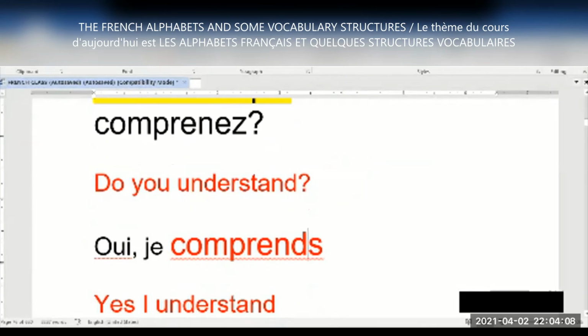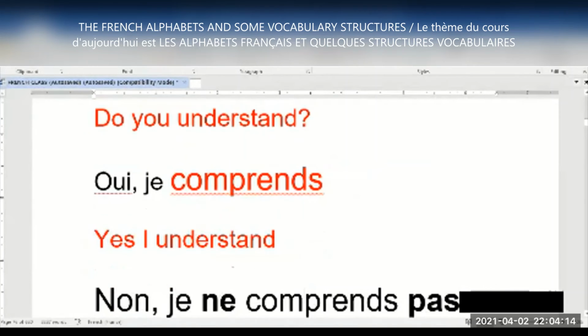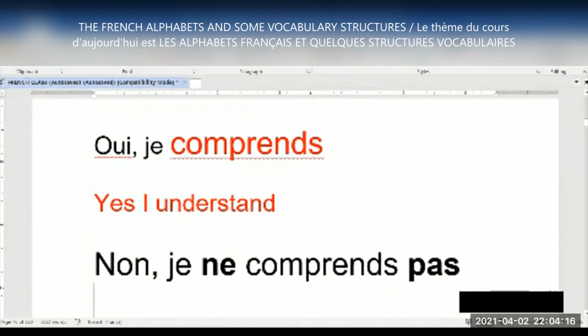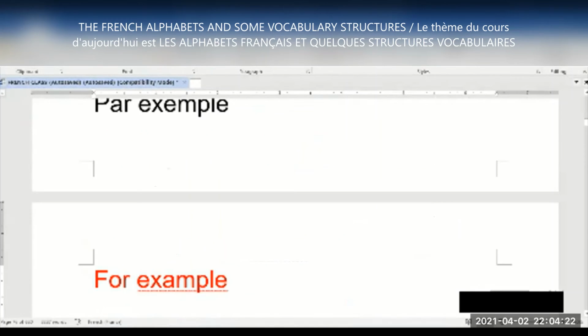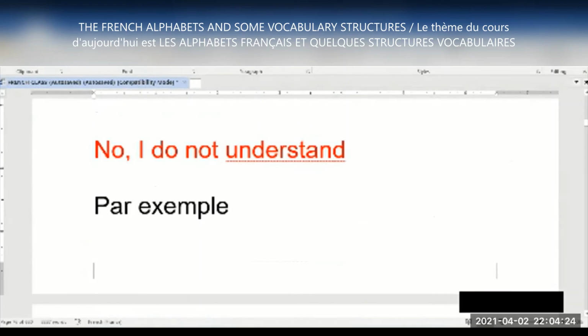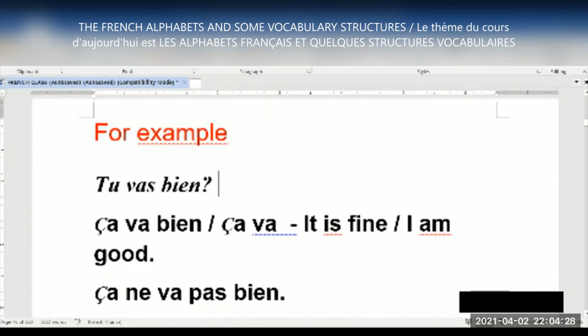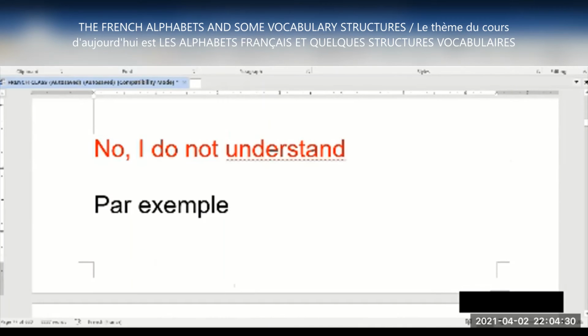You understand? Of course, if you do, you say, oui, je comprends. Yes, I understand. If you don't understand, you say, non, je ne comprends pas. No, I do not understand.